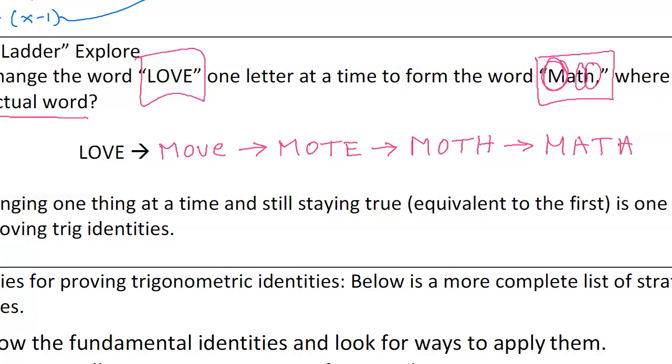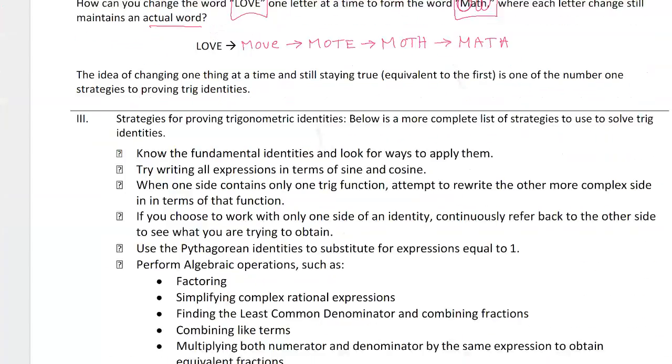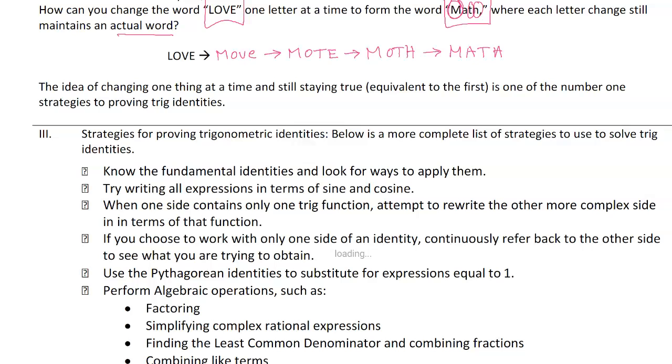Notice we were never going the opposite direction. We were never writing down math and then changing math to equal love. We were always going in one direction. We're always changing love to equal math. Same exact concept when we're doing trig identity proofs. We always are going to be working on a single side of the equation, never both sides, because you break down, you lose accuracy.